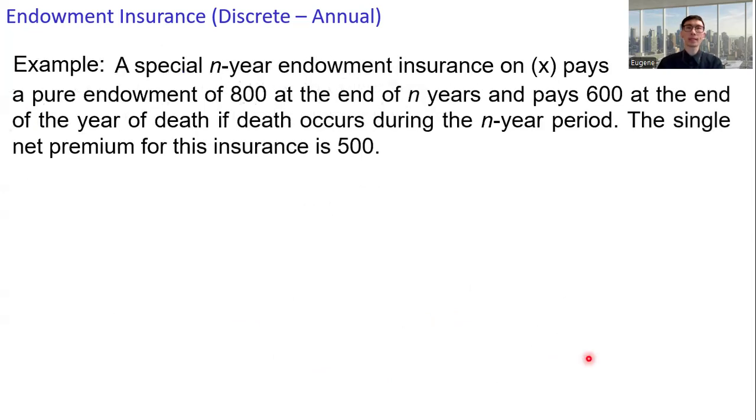Let's take a look at an example. A special N-year endowment insurance on X pays a pure endowment of 800 at the end of N years and pays 600 at the end of the year of death if death occurs. Therefore, this $800 is the survival benefit and the $600 is the death benefit. The single net premium for this insurance is $500.